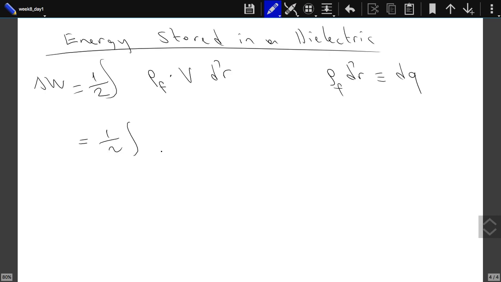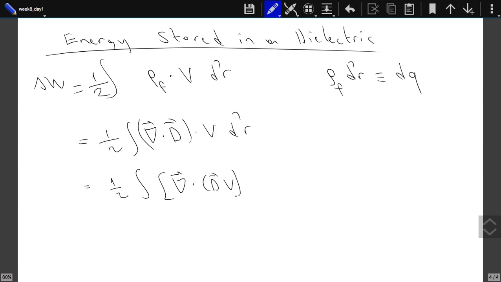Well, now I know what rho f is. Instead of rho f, I can just put the divergence of this displacement field. V is the potential still. Now I can write this as the divergence of the displacement field times the potential minus the displacement field dotted with the gradient of the potential. I just use the derivative of this product. The derivative of this product will be the divergence of D times V, that is what I want, but there will also be an additional term, D times the gradient of V, that is the term I subtract.